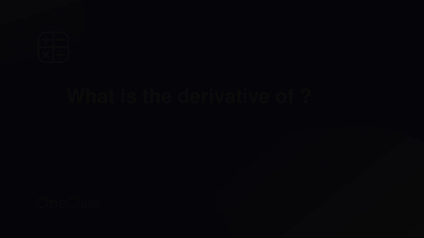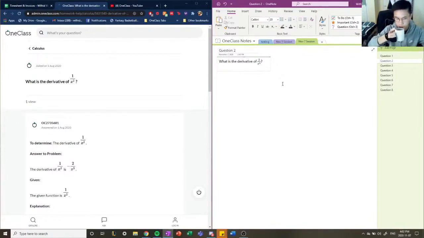All right. So now that we have talked about finding critical points, we're now going to talk about the first basic rule of deriving functions. So the question reads, what is the derivative of 1 over x squared?